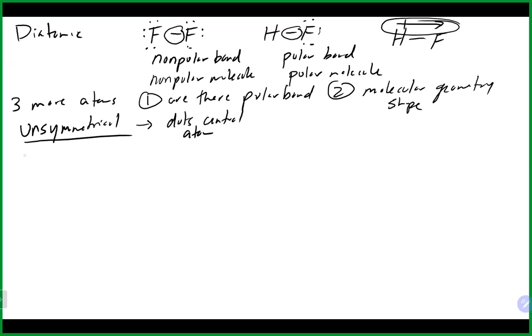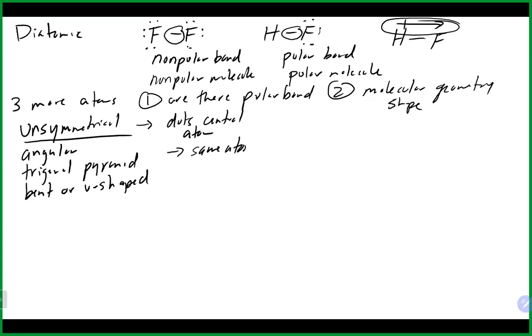And for you guys, that's going to be your angular, your trigonal pyramid, your bent or V-shaped. If you draw anything that has any of those geometries and you have dots and everything is the same atom on the outside, it's a pretty safe bet that that's going to be a polar molecule. So that's pretty much all you have to look for. Dots, everybody's the same, polar molecule, move on with your day.